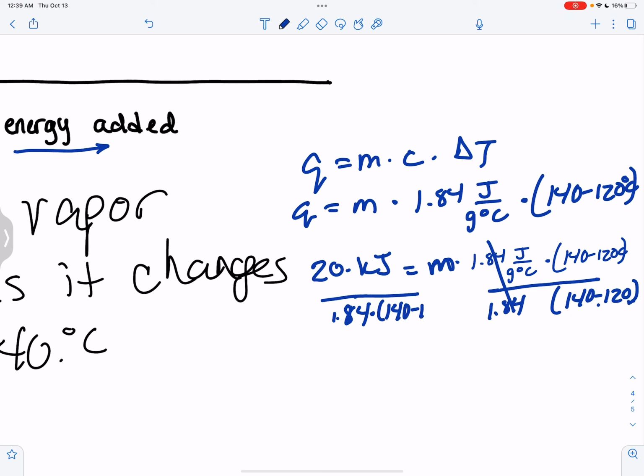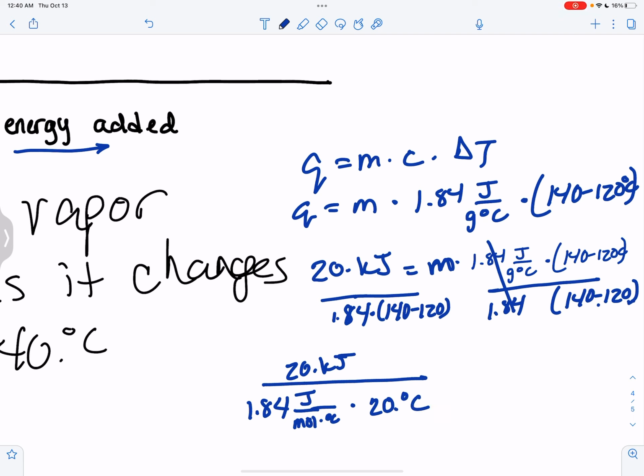So when all is said and done, I have 20 kilojoules, and I need to keep all my units in to show what's going on. 1.84 joules per gram degrees Celsius times, I'm going to bring those two numbers together, 20 degrees Celsius. That's what my mass is going to equal.